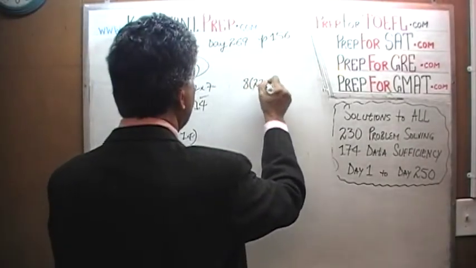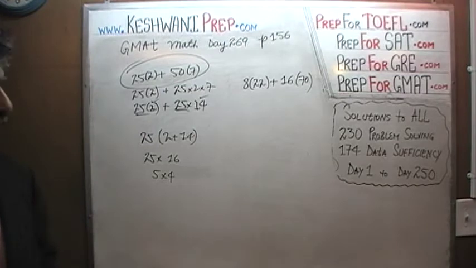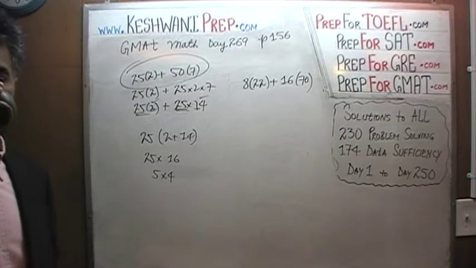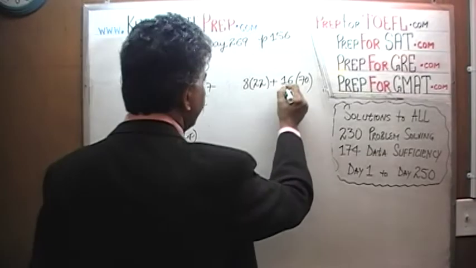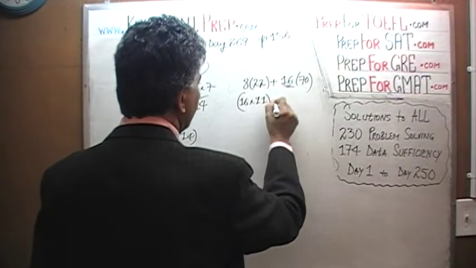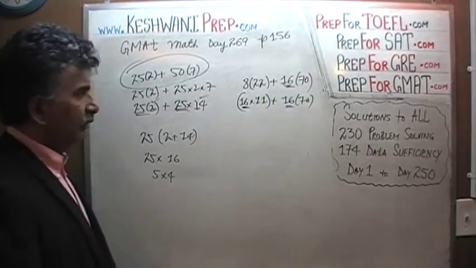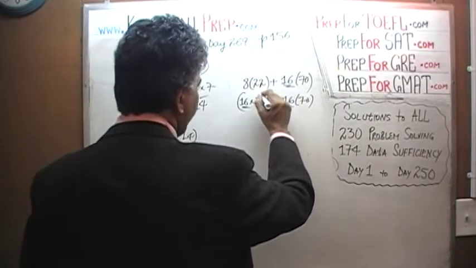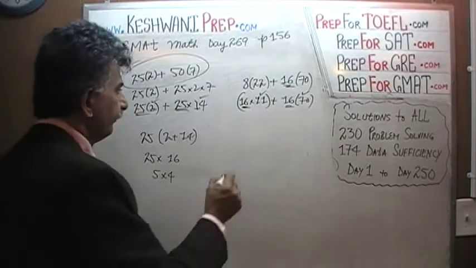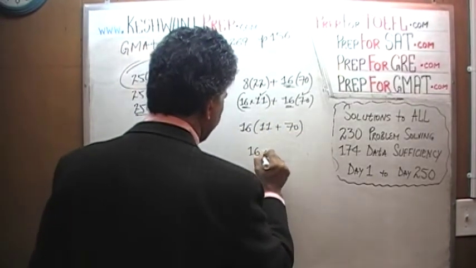8 times 22 plus 16 times 70. Again, pause the video and do it yourself. We see a 16 here. We're going to get a 16 out of here. This can be written as 16 times 11 plus 16 times 70. Now we can take out the common factor of 16, and as soon as we do, we should realize that we get another perfect square. 11 plus 70 gives us a nice round number, 81, which is a perfect square.